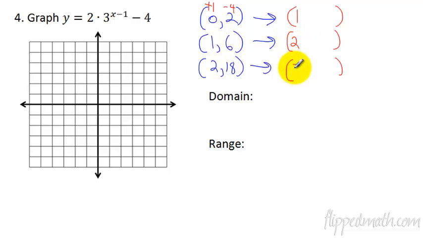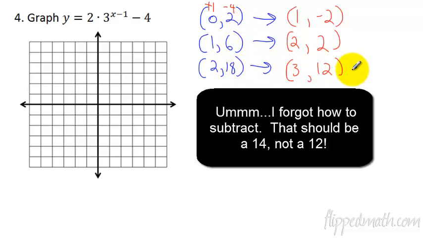This one becomes a 2. This one becomes a 3. And my y values, I subtract 4 from them. So now I have 2 minus 4 is negative 2. I subtract 4 from 6, I get a positive 2. Subtract 4 from 18, and you get a 12. Now this coordinate point, this last one, that's going to be way off my graph, but that's okay. These other two can help me.